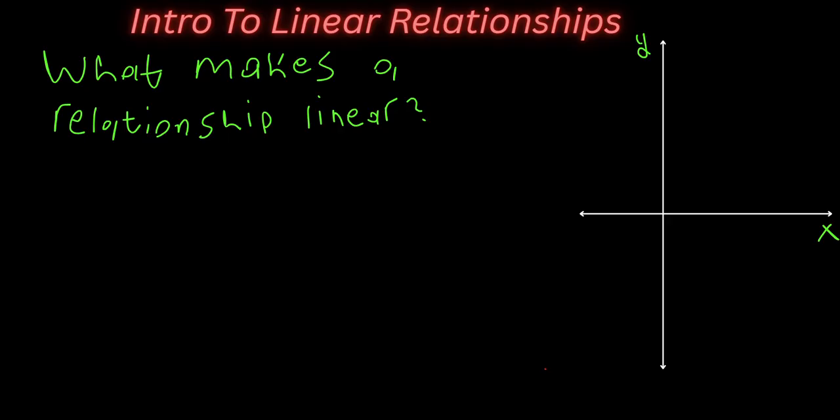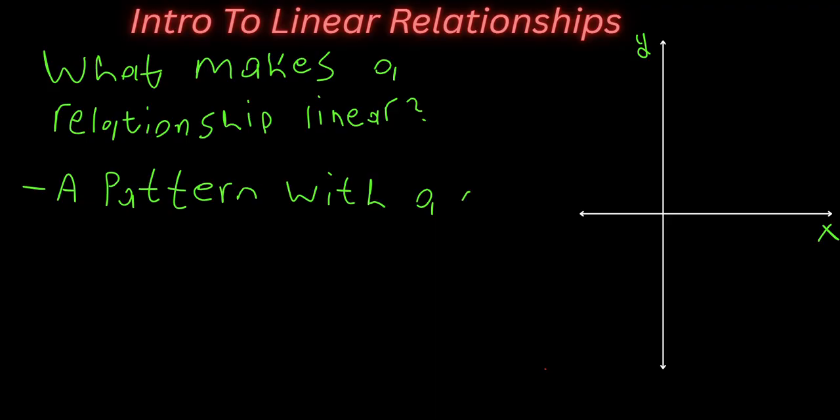Well, what makes a relationship linear is if there is a constant rate of change. So we can define it as a pattern where there's a constant rate of change. And I'm going to give you a very useful example. A pattern with a constant rate of change.